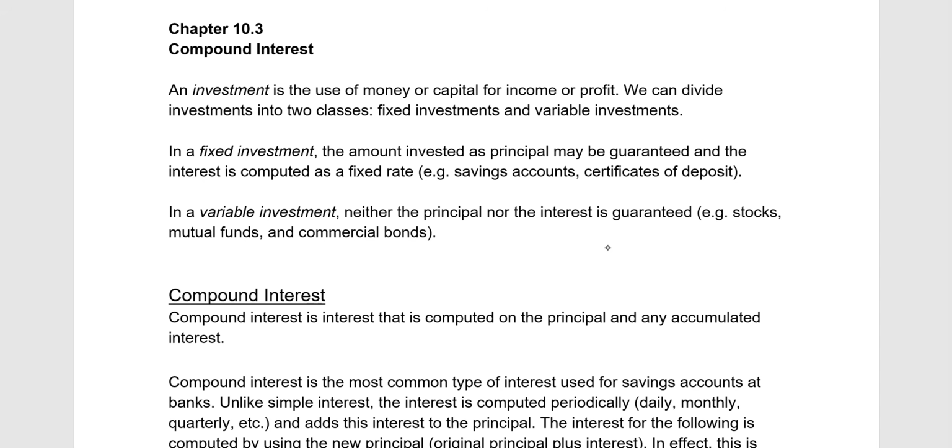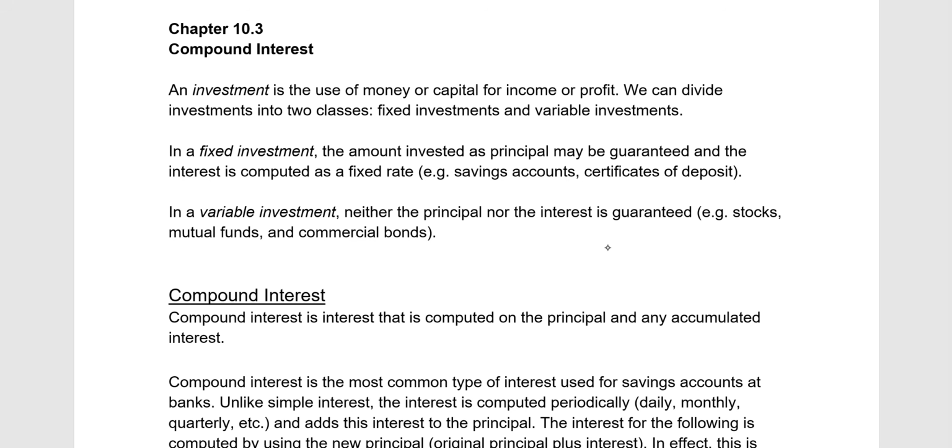In this section, we're going to be going over compound interest. So first, just a couple of definitions. The first one is an investment. An investment is the use of money to make more money, essentially. So it's the use of money for income or profit.